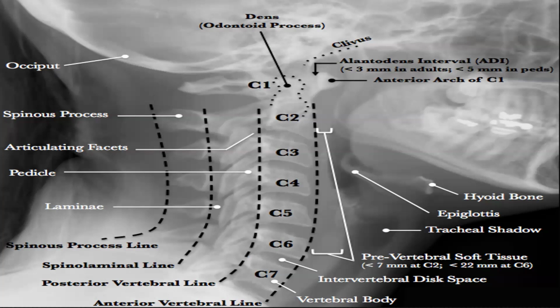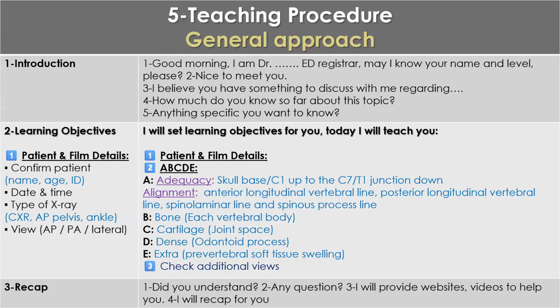C2, sir. C2, excellent. So the C2, you have top here, dense, inside the C1. C1 is a ring, and the C2 has dense. This dense inside the ring. Clear? So any disruption in this area, it means fracture of dense. Then extra. What does it mean extra? Prevertebral soft tissue swelling.